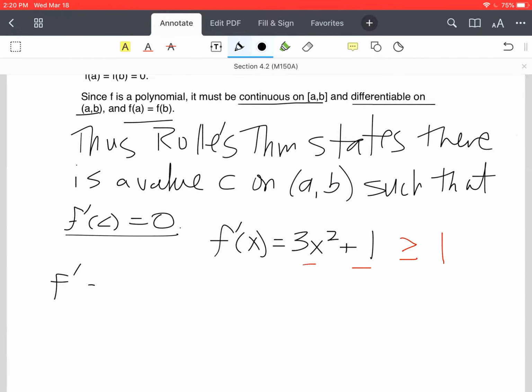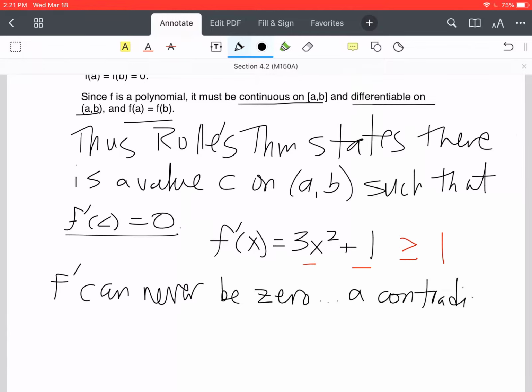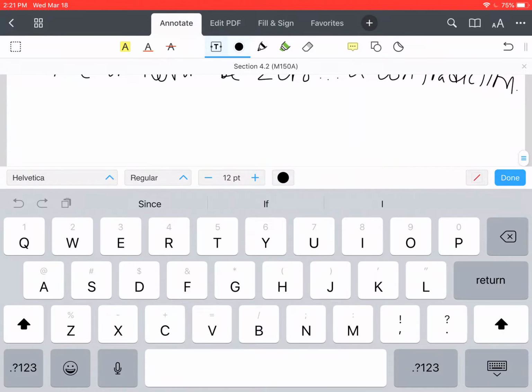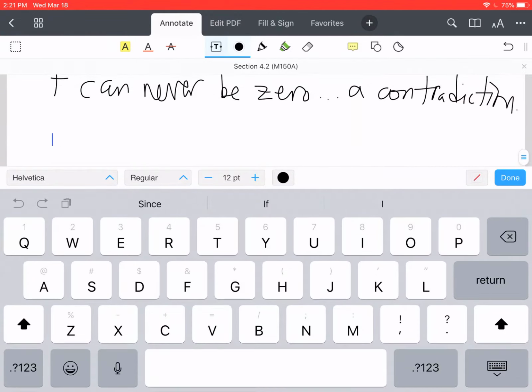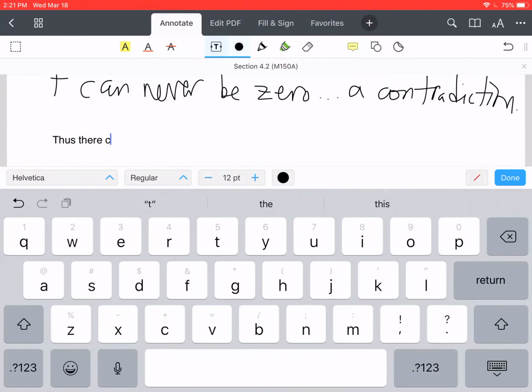So f prime can never be 0. That's a contradiction. Because again, Rolle's theorem guaranteed us there must have been at least one place on this interval where the derivative was 0, but we just showed that's not possible. So, since we derived a contradiction, that means the thing that we assumed at the very beginning must have been false. So, thus, there cannot be two roots.